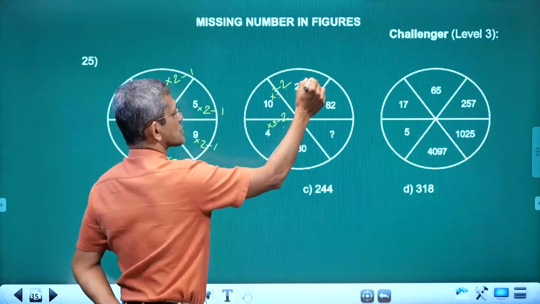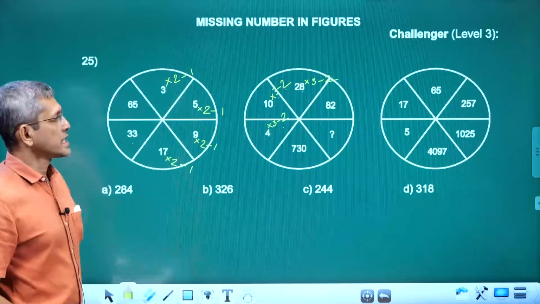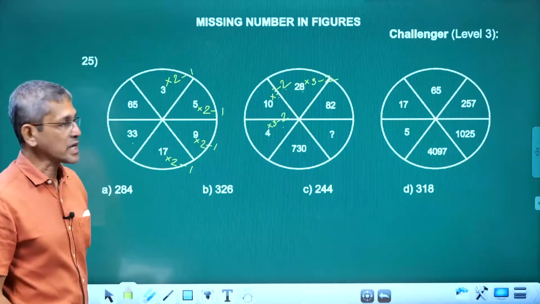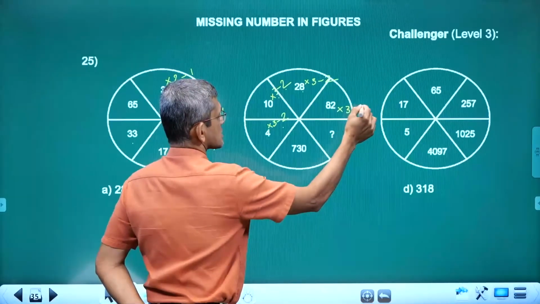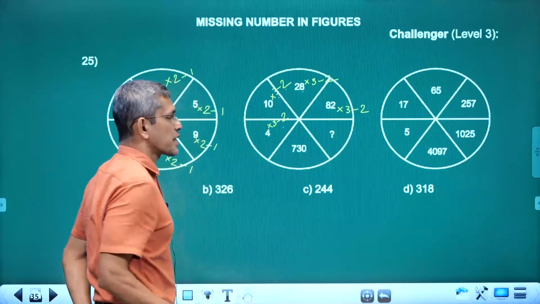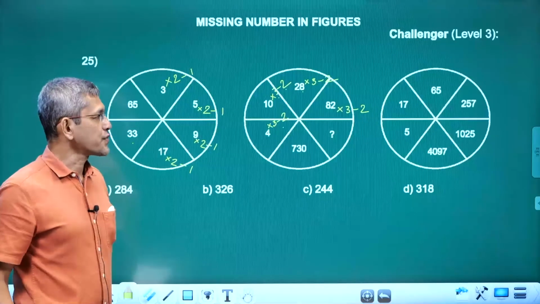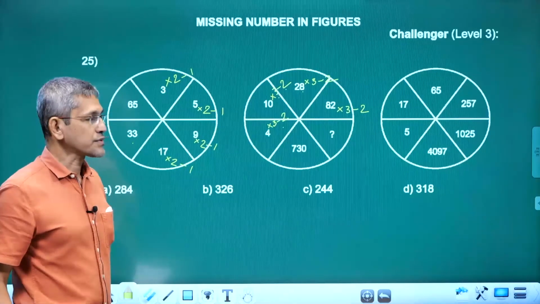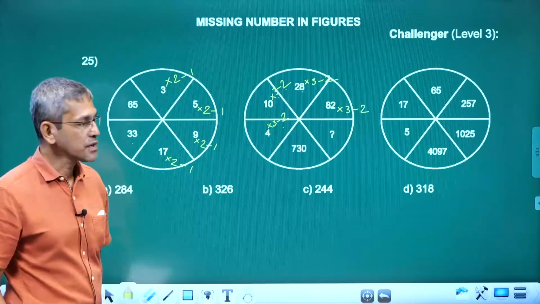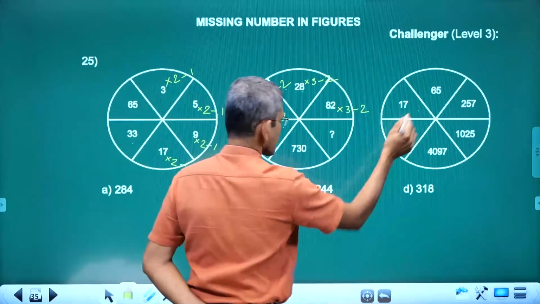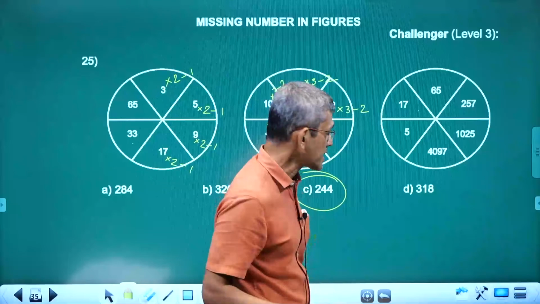Then 28 into 3 minus 2. 28 into 3, how much is that? 84, right? 28 into 3 is 84. 84 minus 2, 82. Now 82 into 3 minus 2. So 80 into 3, 240, so 246, 246 minus 2, 244. So the answer right here is 244. Now what is the significance of this circle over here?